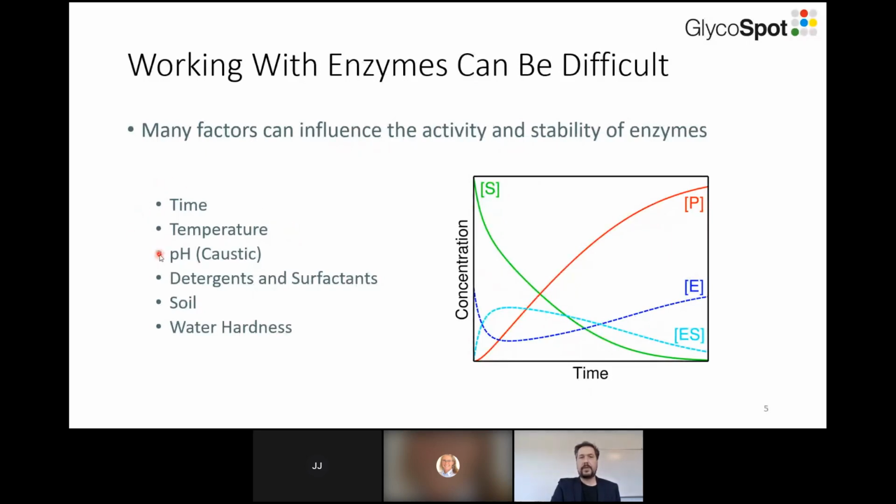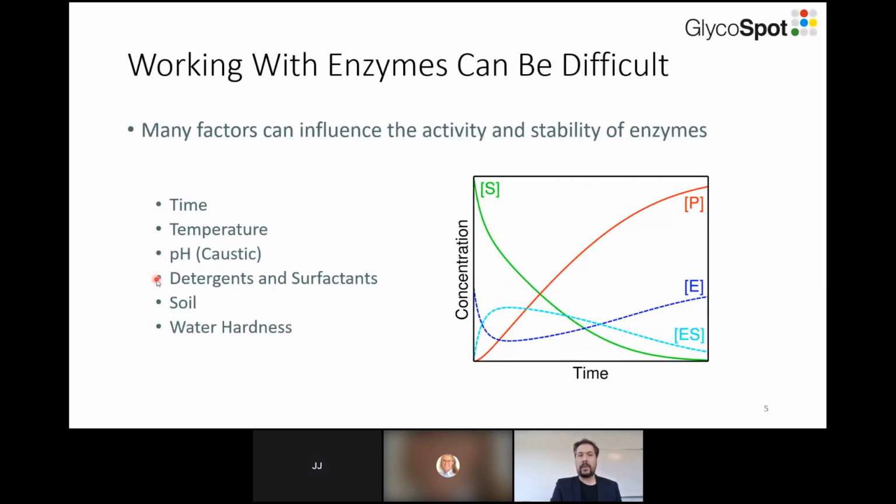In the case of pH, if we're talking about proteases for cleaning purposes, they typically have a pH optimum that is alkaline, so around, say, pH of 10. So having the appropriate amount of caustic chemical to add to your cleaning solutions, especially in the case of a heavy residue, which may require more caustic to bring the pH up. It's important to be able to measure the pH and how that impacts the activity of your enzymes.